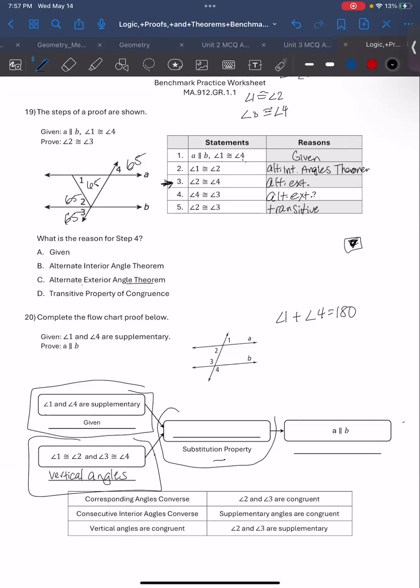See, I'm battling between supplementary angles are congruent or corresponding angles converse. I think it's corresponding angles converse. Yeah. Because 3 and 4 aren't supplementary. Yeah, they're not. So definitely. Wait, 3 and 4, no, they are not supplementary. So I think it's corresponding angles converse then. Does anyone else have a guess? If you don't want to say it out loud, you can put it in the chat.